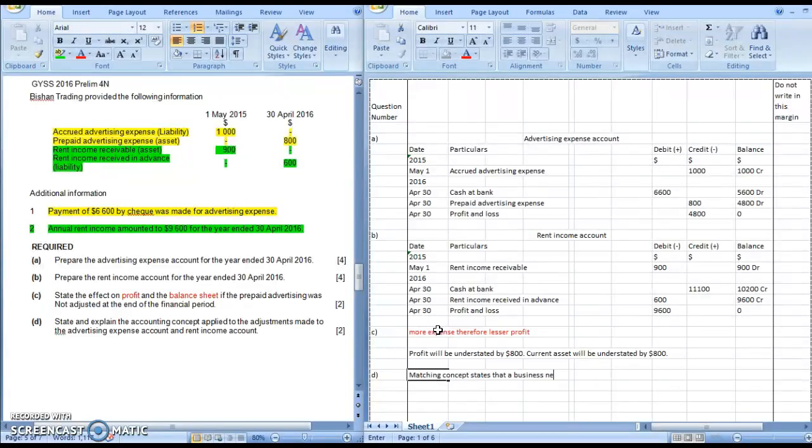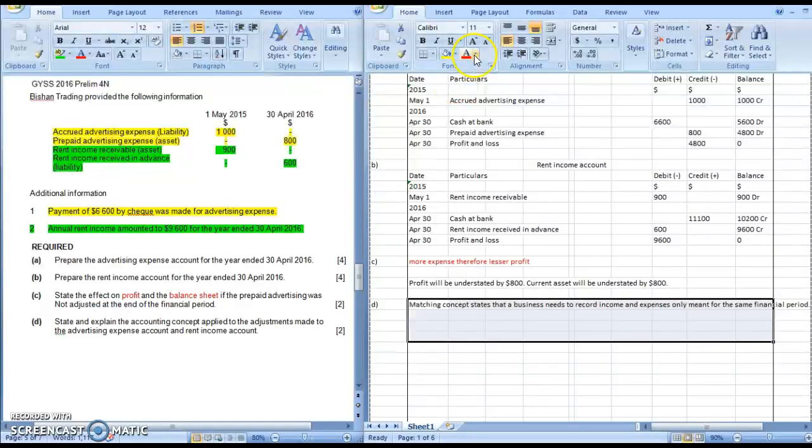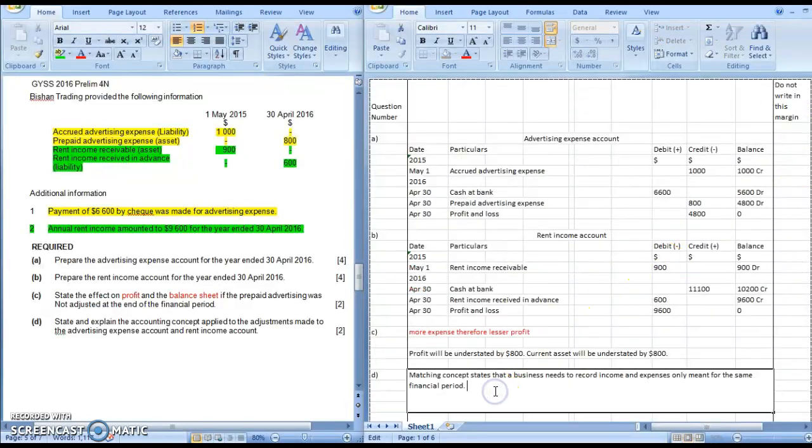It states that a business will have to record income and expenses only meant for the same financial year. Alright, so any income and expenses meant for the next financial year or meant for the previous financial year should not be recorded. So this is why we remove those expenses or income that is not relevant for the current financial year.